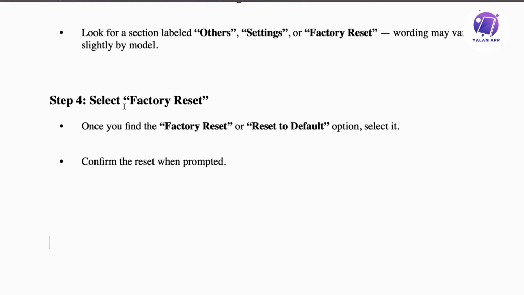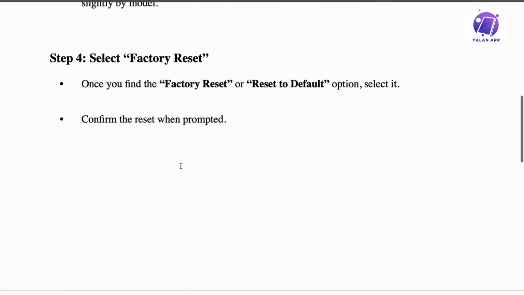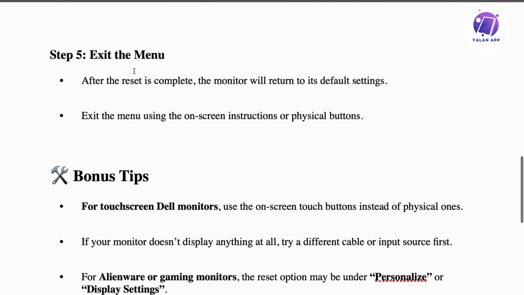Step number 4. Select Factory Reset. Once you find the factory reset or reset to default option, you're just going to select it and confirm the reset when prompted. And then step number 5, exit the menu. After the reset is complete, the monitor will return to its default settings. Exit the menu using the on-screen instruction or physical buttons.